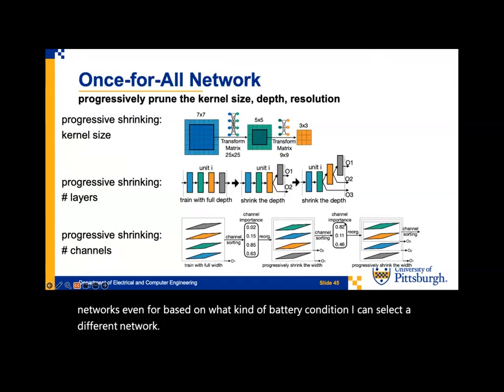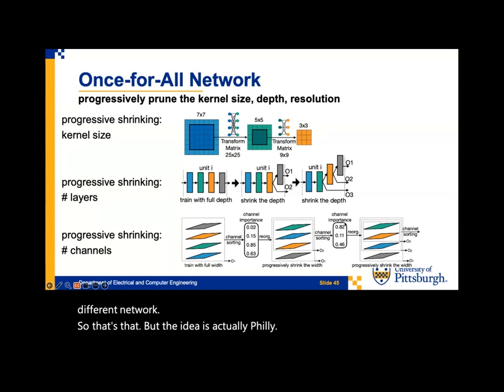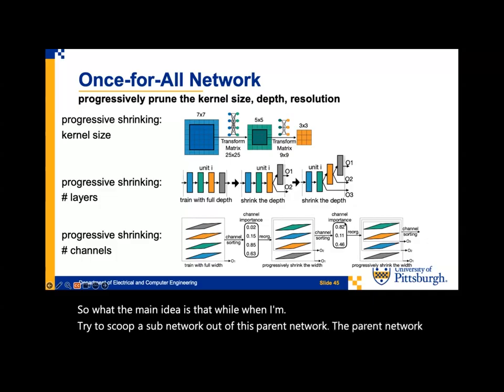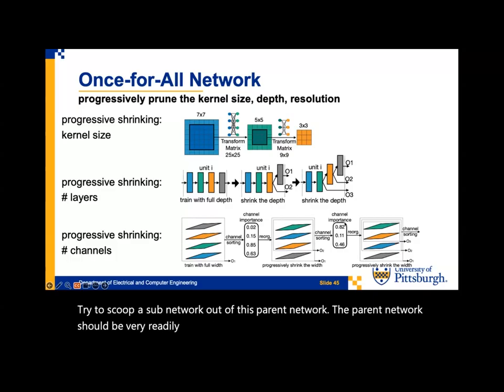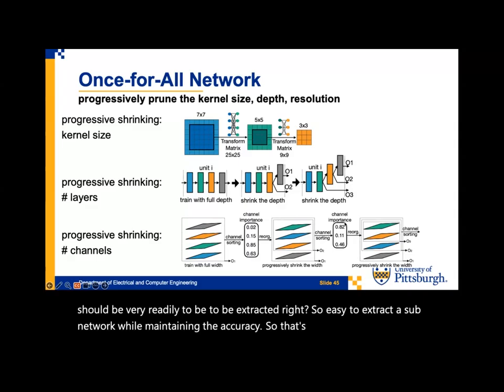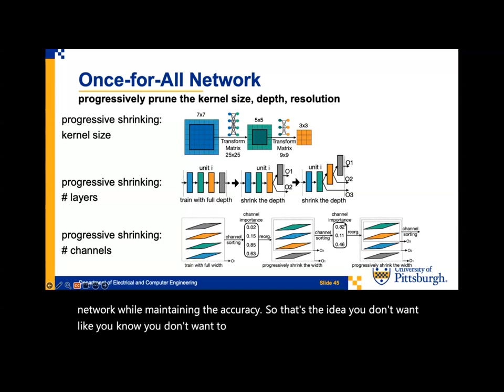So that's that. But the idea is actually fairly simple. The main idea is that when I'm trying to scoop a subnetwork out of this parent network, the parent network should be very ready to be extracted, right? It should be easy to extract a subnetwork while maintaining the accuracy. You don't want to extract child networks very differently, because that can maintain the accuracy.